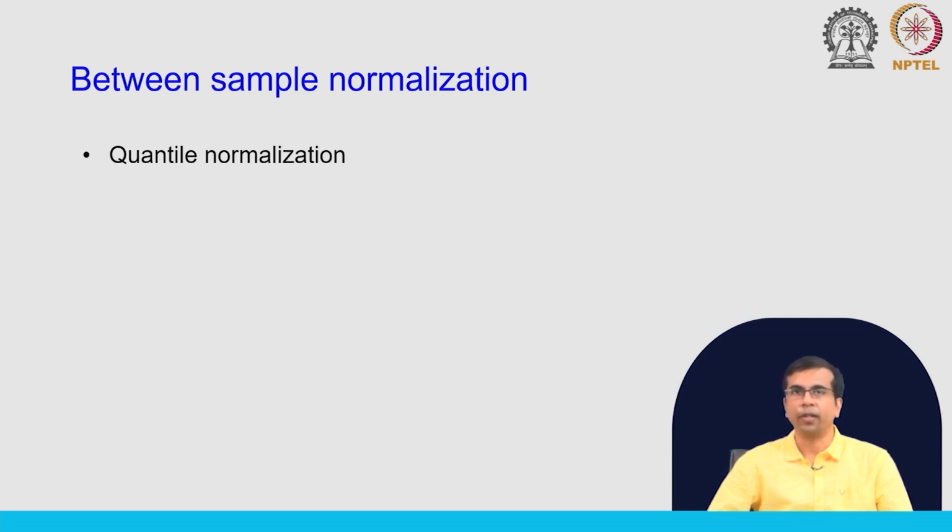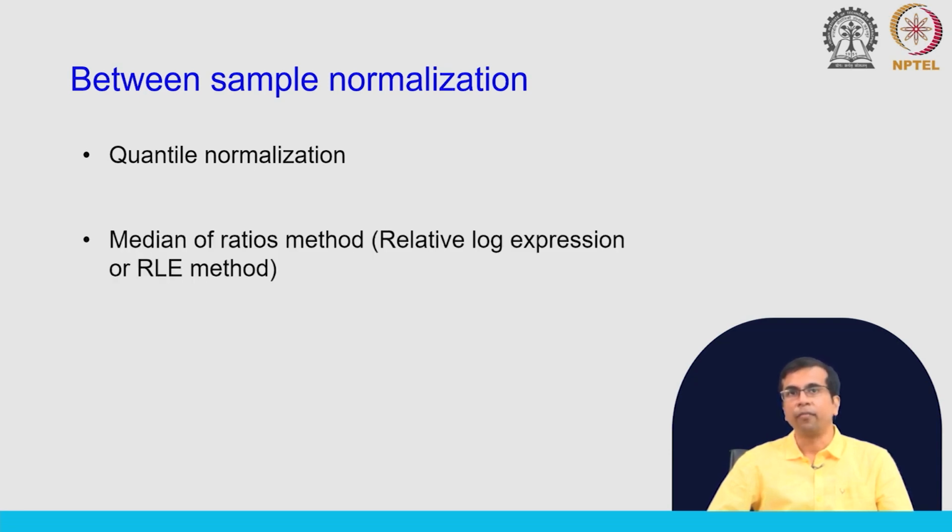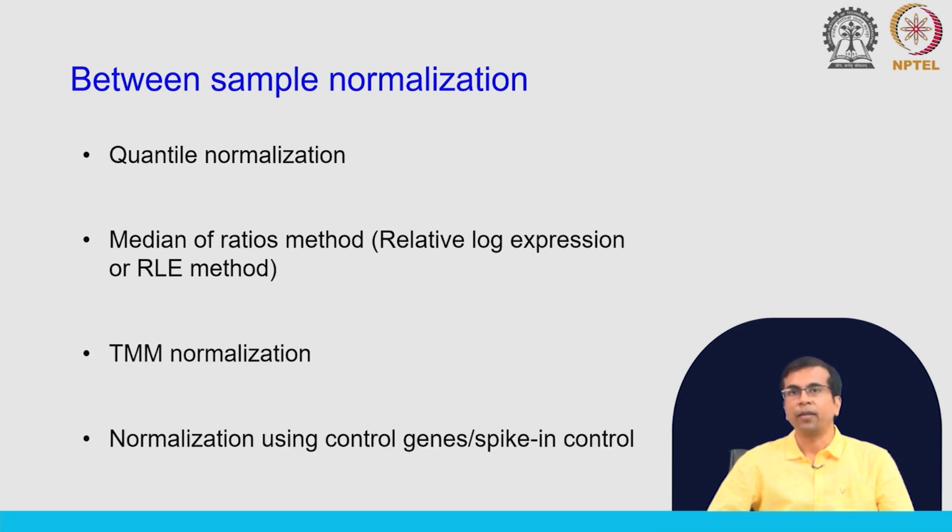Okay. The first method that we will talk about is called quantile normalization. Then we will discuss the median of ratios method. It is also sometimes referred to as the relative log expression or RLE method. They will give you identical results, and then we will talk about TMM normalization, and finally, we will talk about normalization using control genes or splicing controls. Okay, so, let us start with quantile normalization.